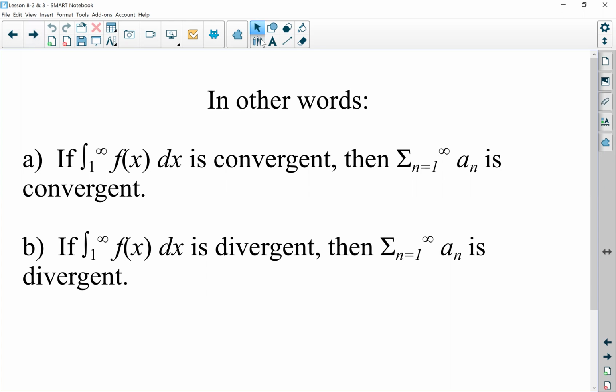So that's basically what this is saying: if the integral from 1 to infinity of that function is convergent, then the sum is convergent. And if the integral from 1 to infinity of that function is divergent, then the sum is also divergent. So the sum follows what the integral is doing.